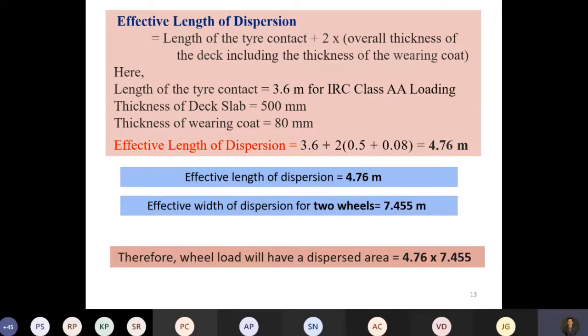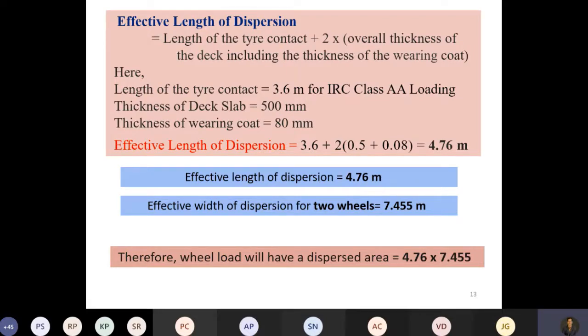This is the effective width of dispersion, and next one is the effective length of dispersion. We have the standard formula: length of tire contact plus 2 times overall thickness of the deck, including the thickness of the wearing coat. The length of tire contact is 3.6 meter according to the figure. Just now we have seen the width base of the wheel as 3.6 meter.